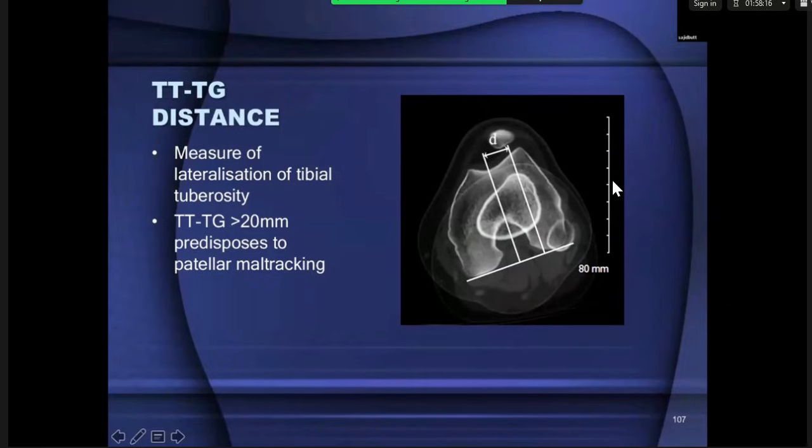If the distance between these two is more than 20 millimeters, then that means that the patella is significantly on the trochlea on the medial side and the tibial tuberosity furthermore laterally, and therefore the angle of the ligamentum patellae is going to be a bit like this, which means that the patella will struggle to stay in the middle. It will be pulled towards the lateral side. And that's what the TTTG means, and that's how it's calculated.